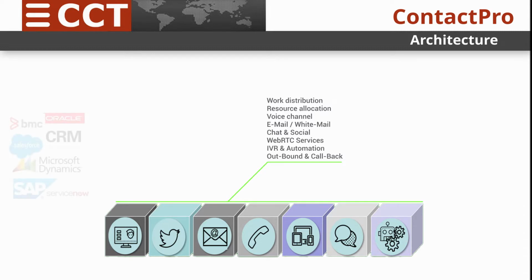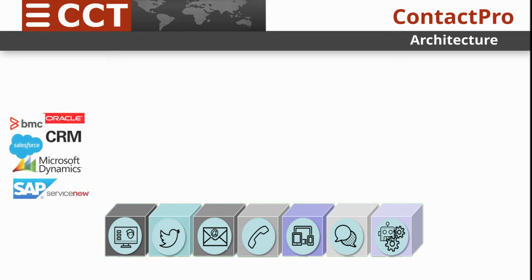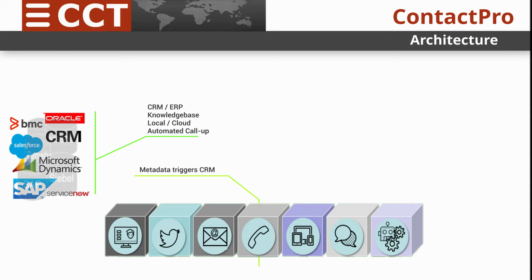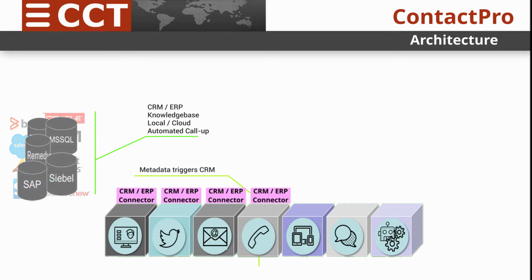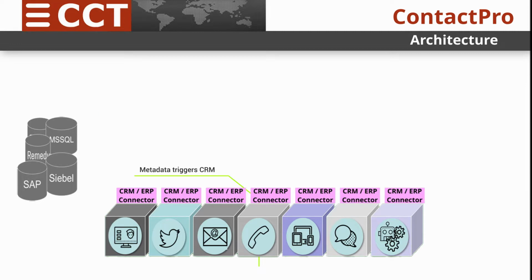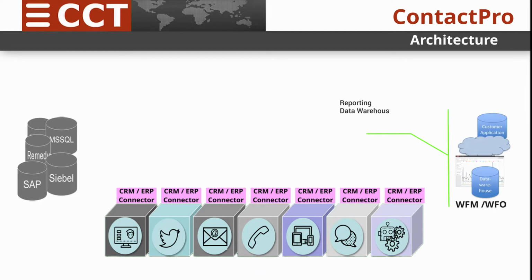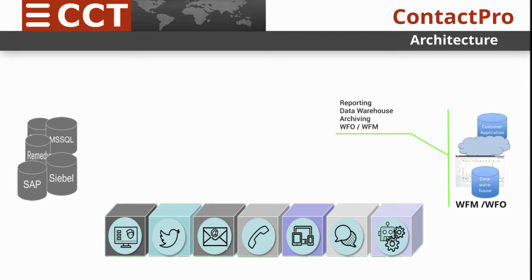The second block is for the information systems, CRM, ERP, knowledge base and other data sources. The information flow should be triggered by the incoming or outgoing channel information like customer number, telephone number, email address or other key parameter. In a silo environment, each system needs an intelligent connector to get this input from the data sources. For extended reporting and archiving, many customers use data warehouse systems and large data storages.